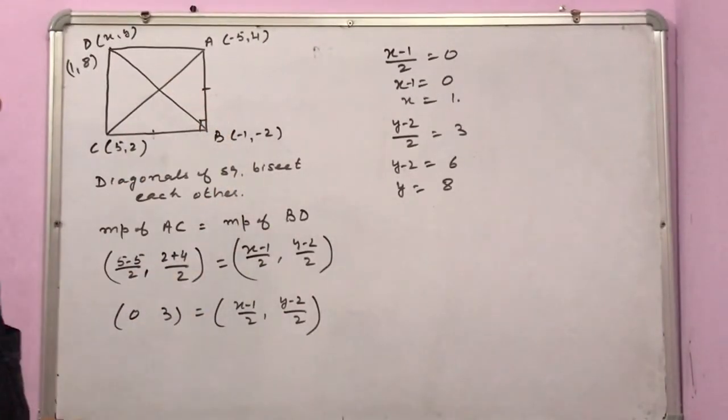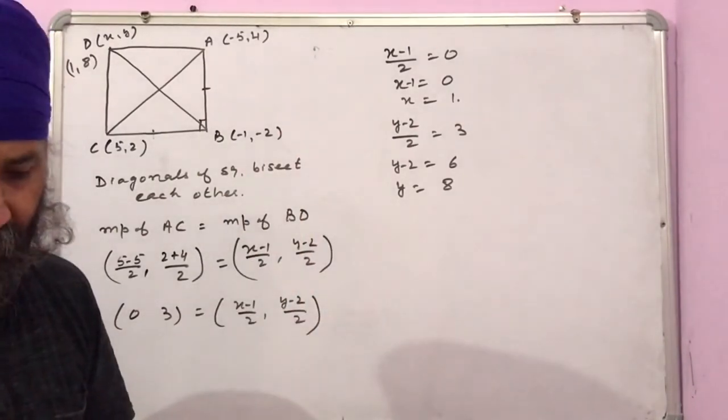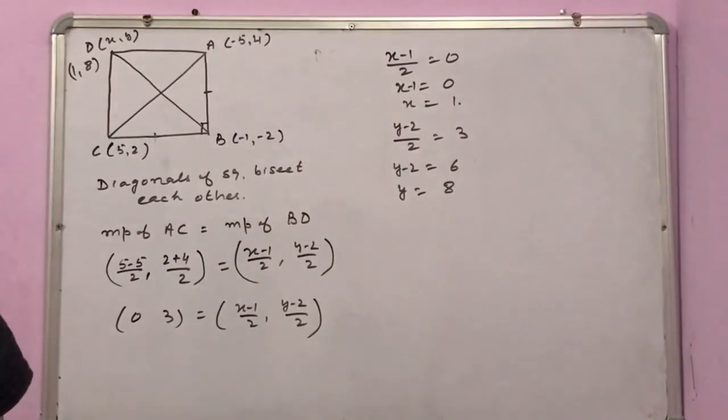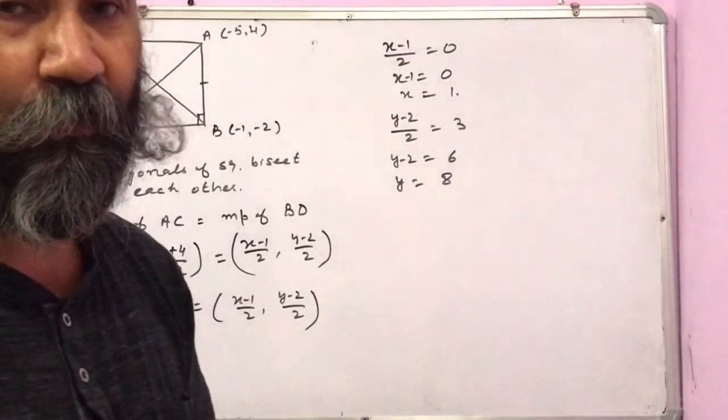So with this we come to the end of today's class. In the next class we will complete chapter 13, then we will start with the equation of line. That is our last chapter.